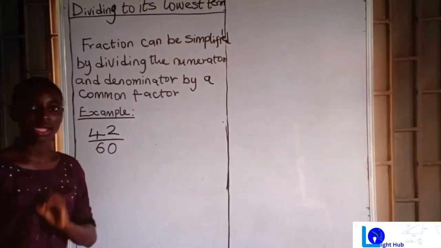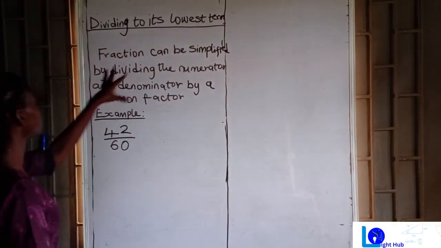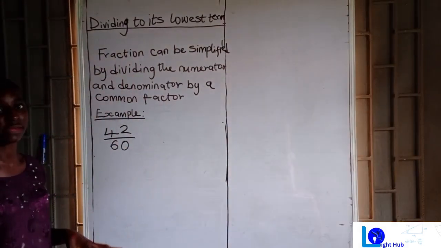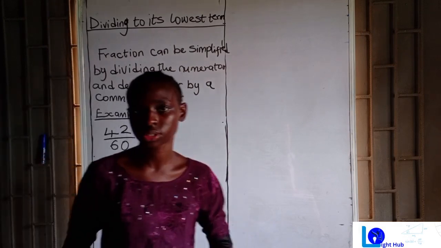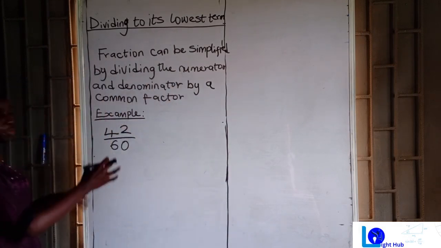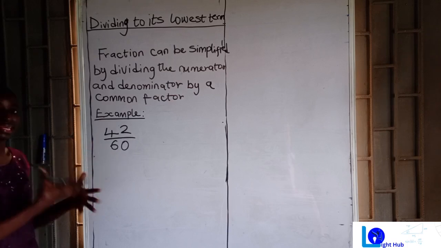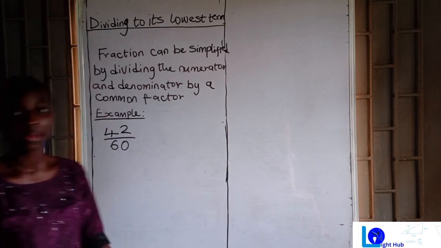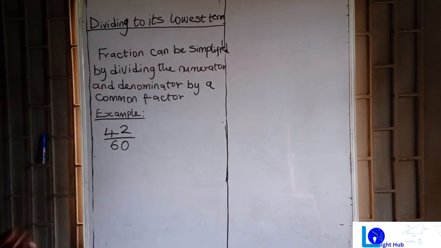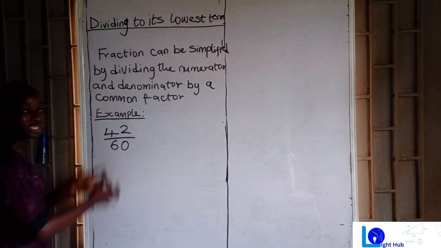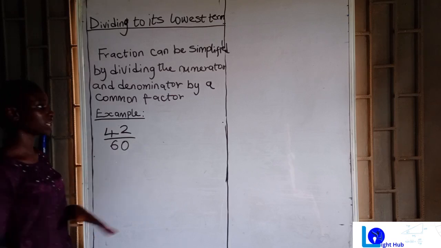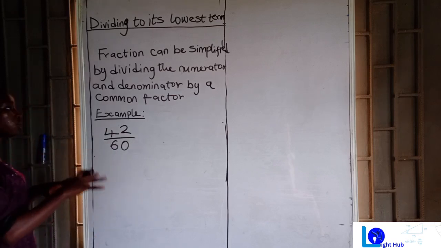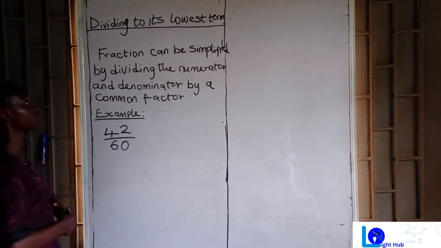In the earlier section, I talked about equivalent fractions. So this is dividing to its lowest term. As we work with fractions, there are times when we come to an answer like this and there are still big numbers. We have to simplify it to its lowest term before we can call that an answer. But if it cannot be divided to its lowest term, we leave it like that. And right now, we're going to see how to divide a fraction to its lowest term.